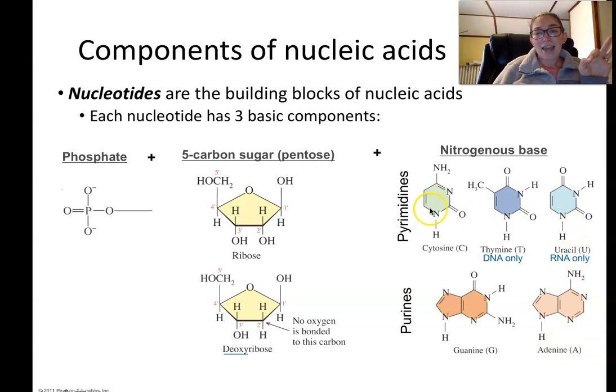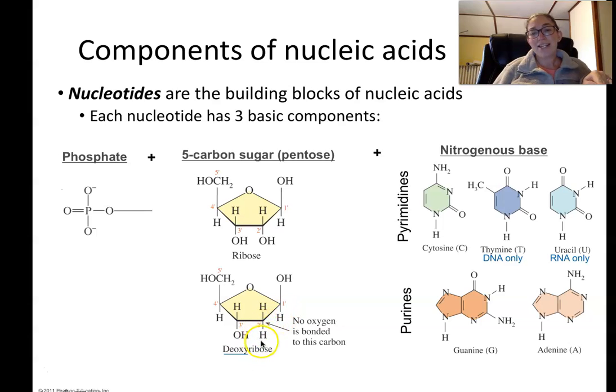And these groups, these nitrogenous bases is what we call them, are attached to a sugar, a 5-carbon sugar, and attached to that is a phosphate group. So all nucleotides have 3 parts. They have a phosphate, a 5-carbon sugar, either ribose for RNA or deoxyribose for DNA.